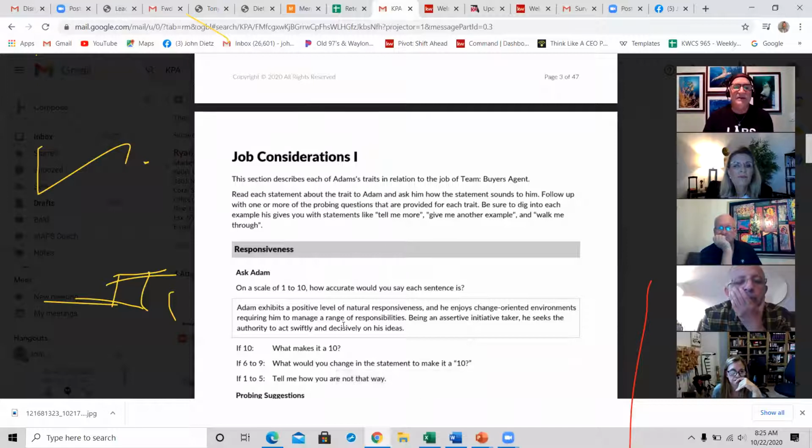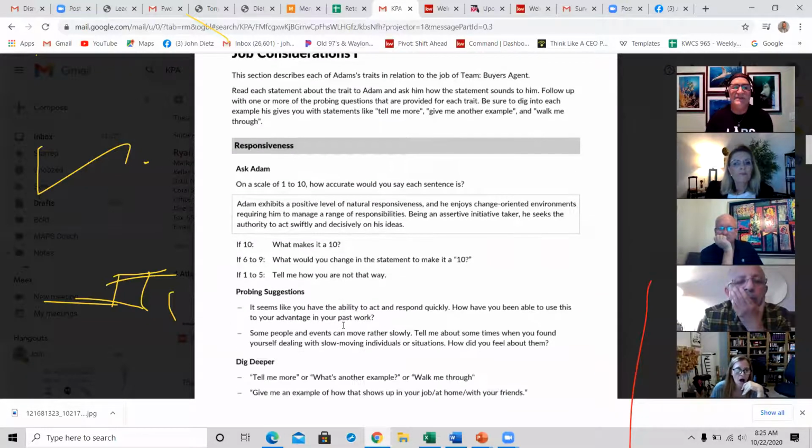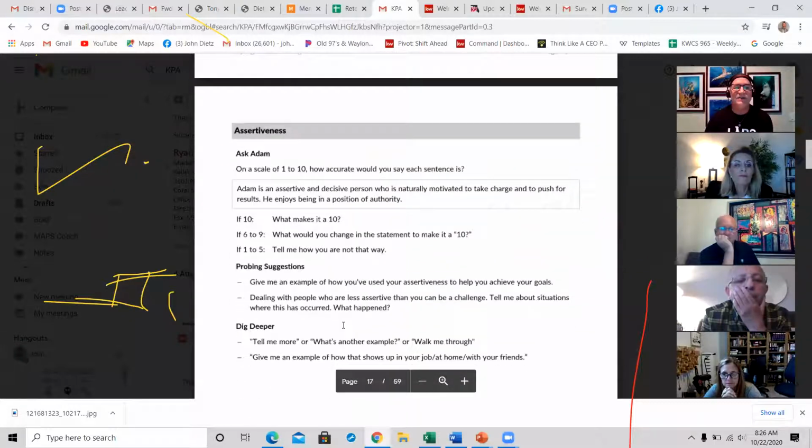All right, so job considerations on responsiveness. Adam exhibits a positive level of natural responsiveness and enjoys change-oriented environments, requiring him to manage a range of responsibilities, being an assertive initiative taker. He seeks the authority to act swiftly and decisively on his ideas. On assertiveness, Adam is an assertive and decisive person who is naturally motivated to take charge and push for results. He enjoys being a person of authority.